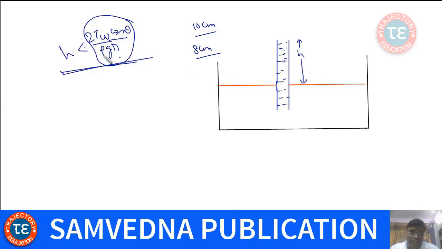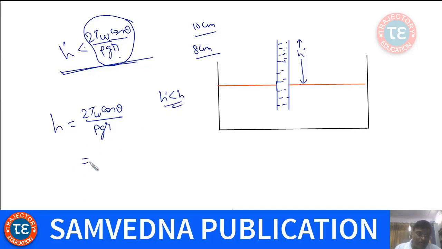It never happens. Why? See what will happen. Suppose this h, the height which is available, is less. See the height by which the water should rise. Suppose I call this h dash. H dash is less. So the height by which the water should rise is given by this, and this h dash is less than h.